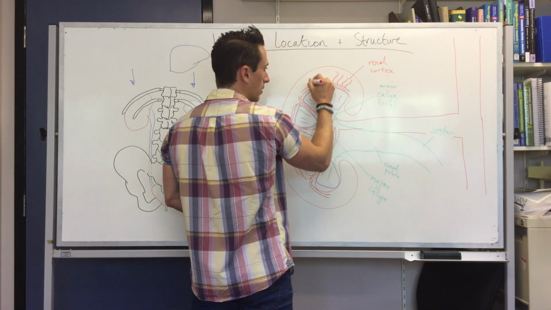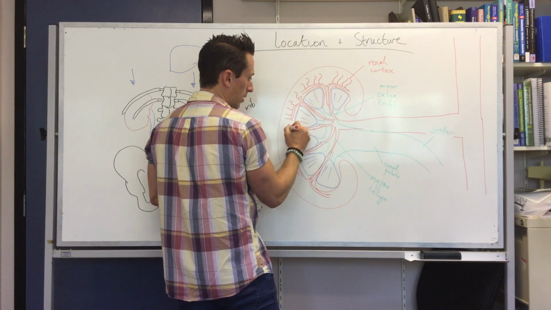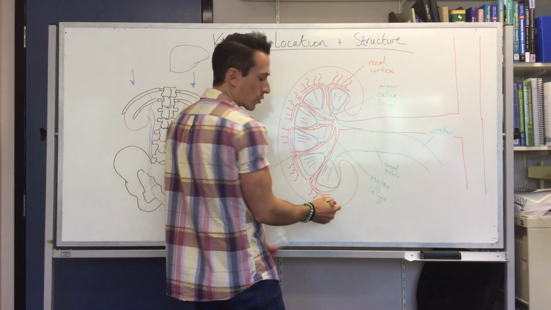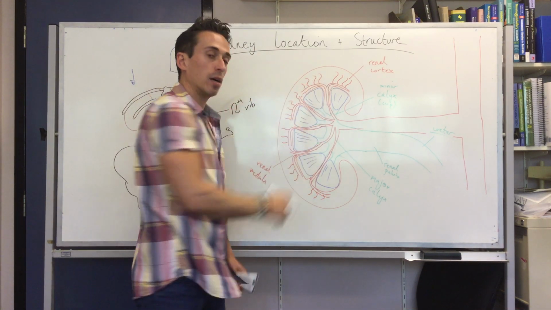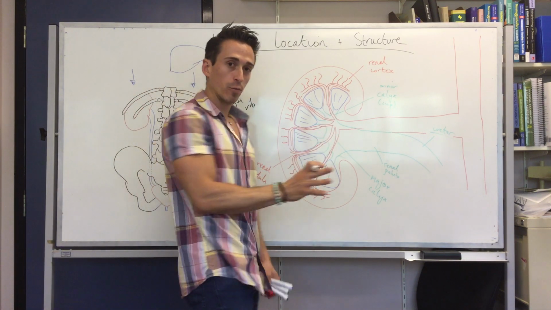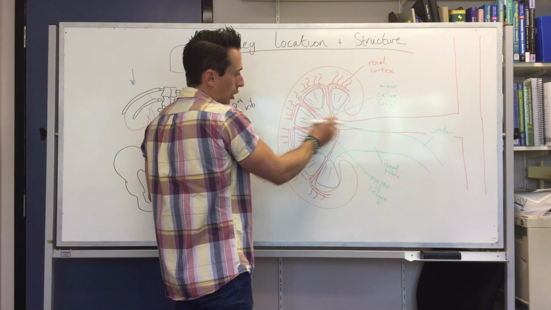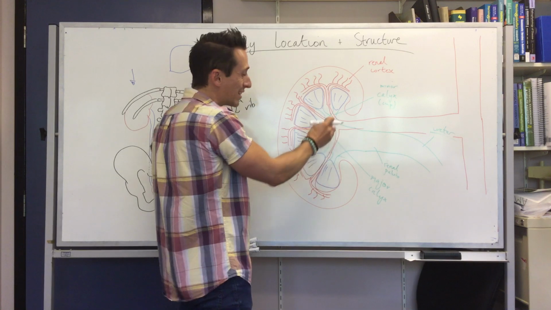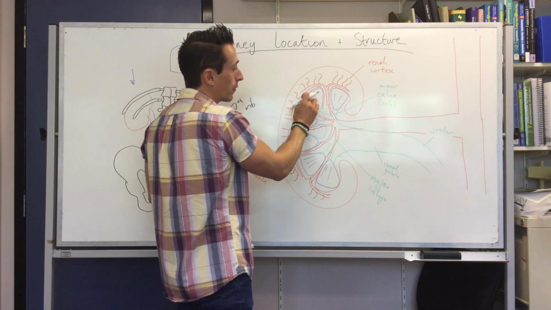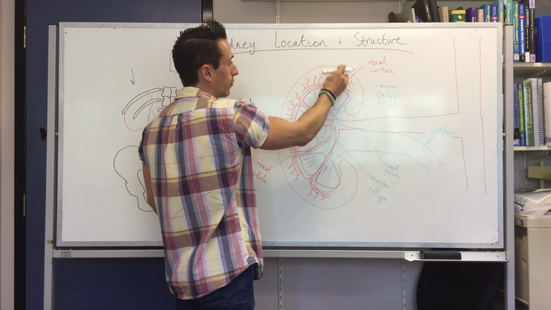in the cortex. Now these other branches that come off are called interlobular arteries, okay? Interlobular arteries. So remember, we have segmental arteries, we have lobar arteries or interlobar arteries because they're between the lobes, interlobar. Then we have arcuate arteries, and then we have interlobular arteries coming up through.